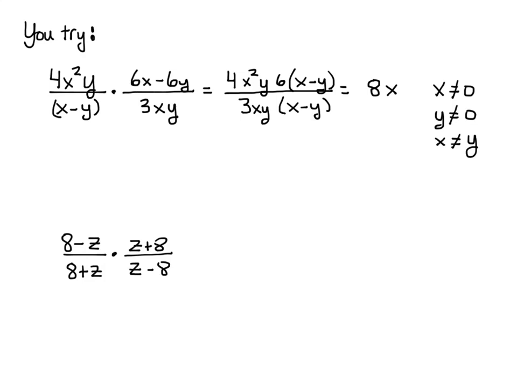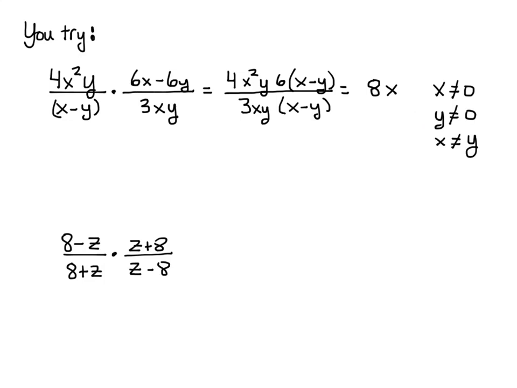So just to go through here, the coefficients, the 4 times 6 divided by 3 reduces down to just plain old 8. The x squared and the x, one of the x's cancels, and so I just have an x left over. And then I have this last term of x minus y, and that cancels. So the only thing really that carries over into the answer here is 8x.